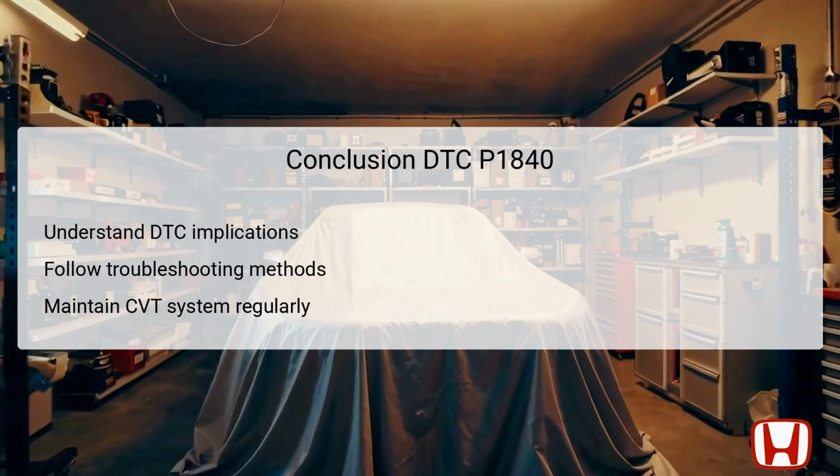In conclusion, understanding the implications of DTC P1840 is crucial for maintaining the health of your Honda Civic's CVT system. By meticulously following the outlined troubleshooting methods, technicians can effectively diagnose and resolve issues related to the CVT speed sensor. The key symptoms, along with thorough diagnostic steps, provide a structured pathway towards identifying the root cause of the malfunction.